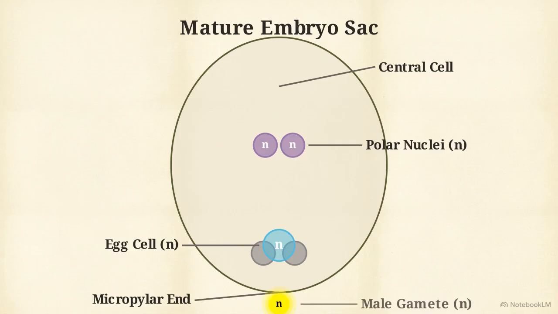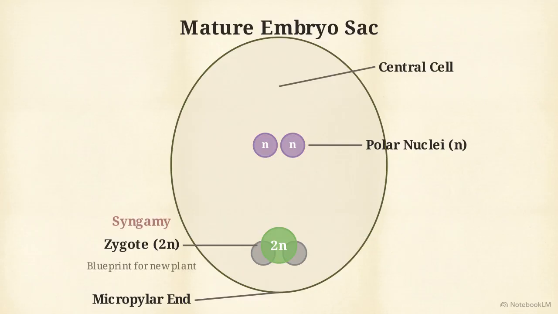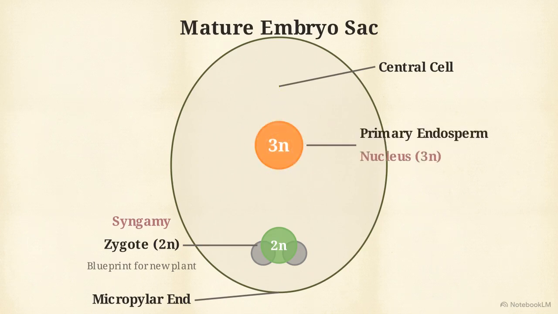The first male gamete moves toward the egg cell and fuses with its nucleus. This completes syngamy, resulting in a single diploid cell, the zygote. This is the blueprint for the new plant. The second male gamete travels to the central cell and fuses with the 2 polar nuclei, producing a triploid primary endosperm nucleus. Because this secondary event involves the fusion of 3 separate haploid nuclei, it is termed triple fusion.